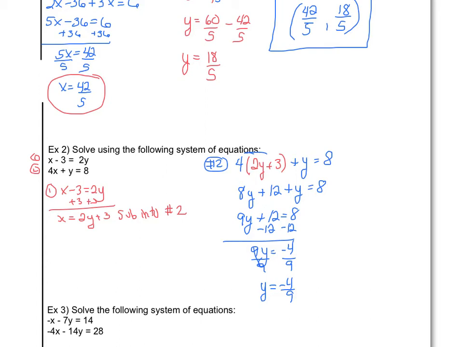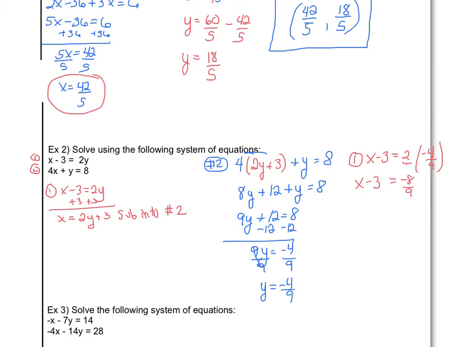I can find what x is, according to step 4, by plugging this y equals negative 4/9 into either of my original equations. So last time I used equation 2, I'm going to use equation 1 this time. So I'm going to go back to equation 1 again, and I'm going to have x minus 3 equals 2 times negative 4/9. So then simplifying the right side is negative 8/9.